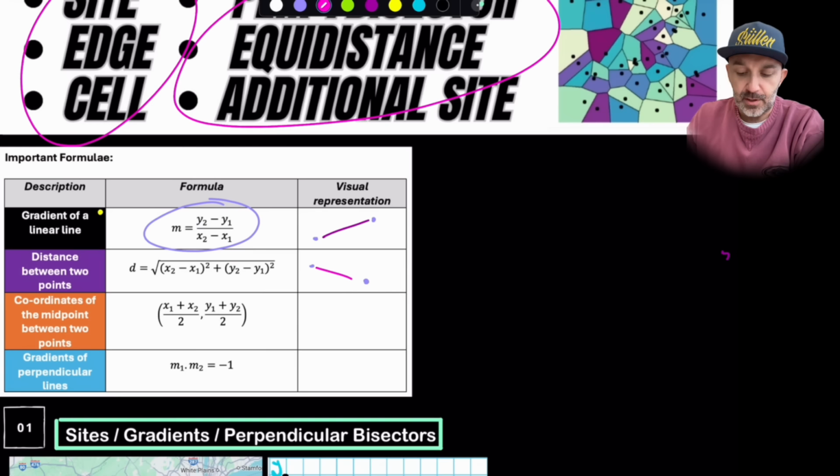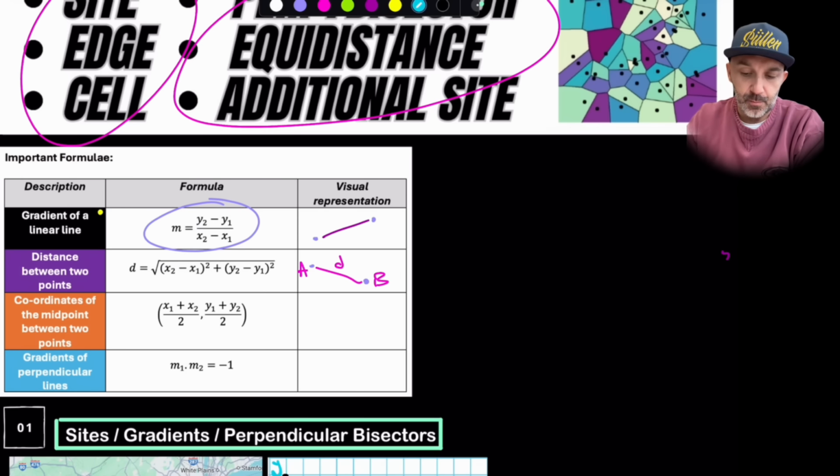For distance between 2 points, it's essentially Pythagoras. So we are going to be looking at the distance between, let's call this A and B. It's a change in the x direction squared, sum it to the change in y direction squared, and then square root. It is Pythagoras. If you have unpacked the formula, you'll see.